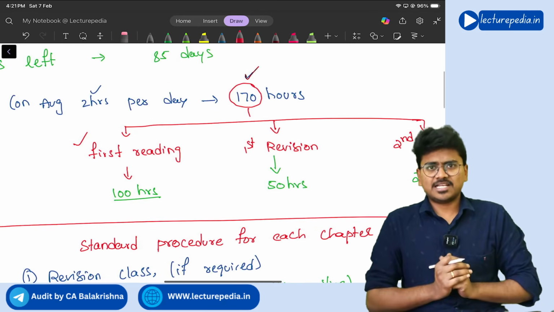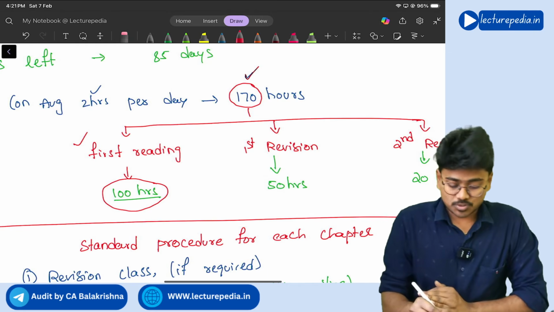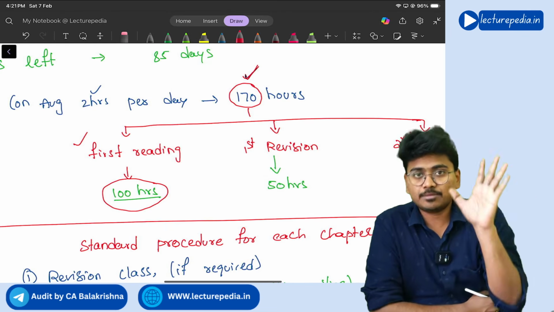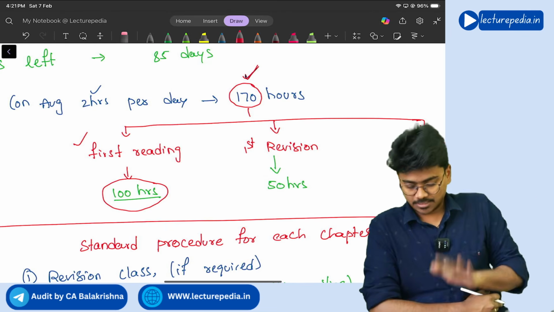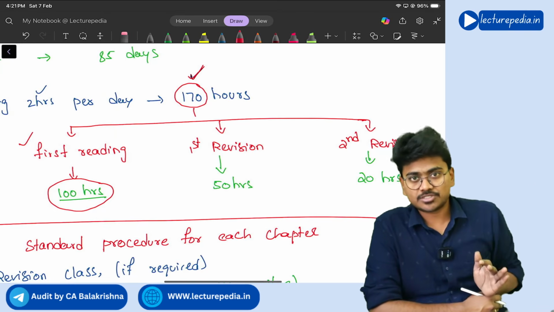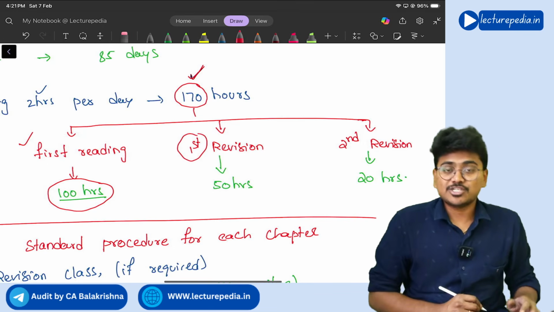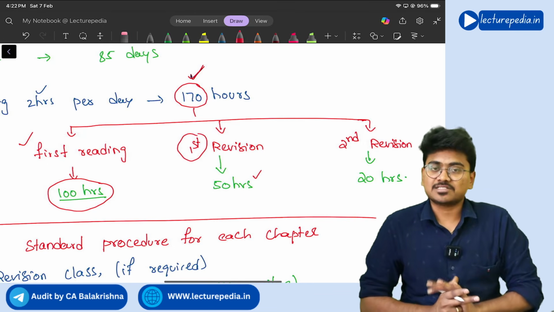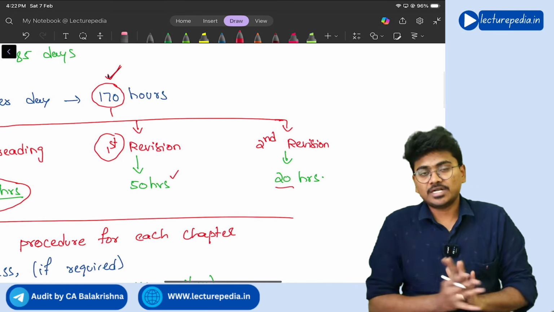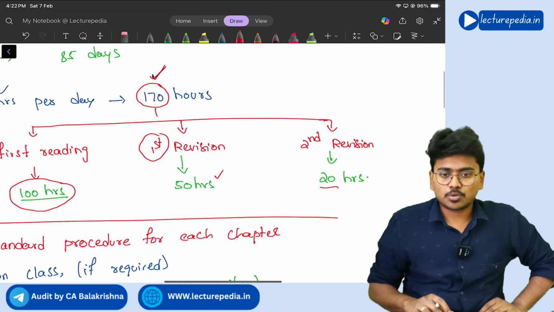So for the first reading, you have to spend 100 hours of time. Of these 170 hours, 100 hours you have to spend on the first-time reading. Next, after completing the first-time reading of the entire subject, you have to revise it for the first time. So for the first revision, you have to allocate 50 hours, and for the second revision, you have to allocate 20 hours. So you said 3 revisions are required, but you are giving a plan only for 2 revisions.